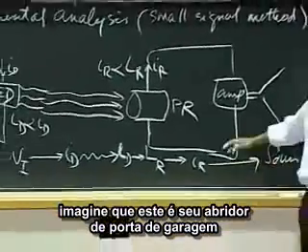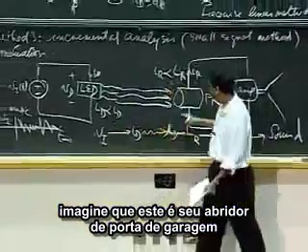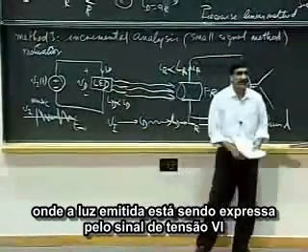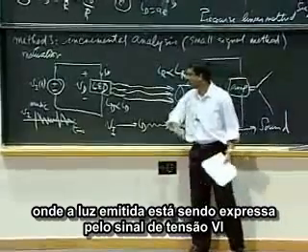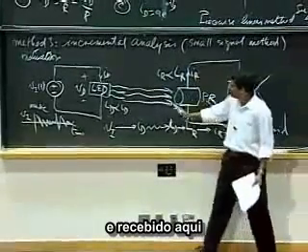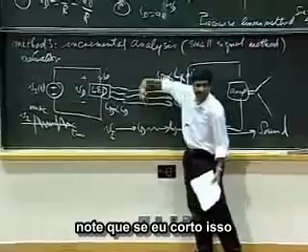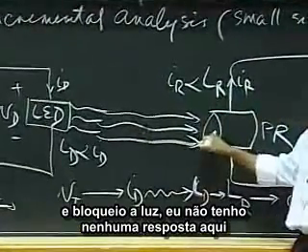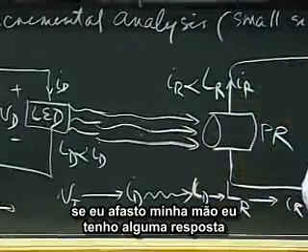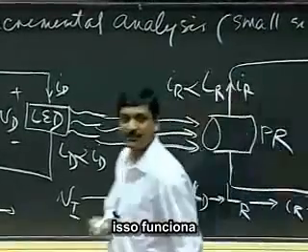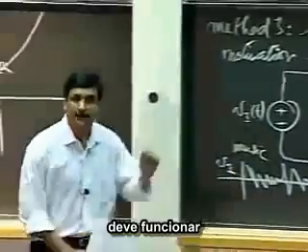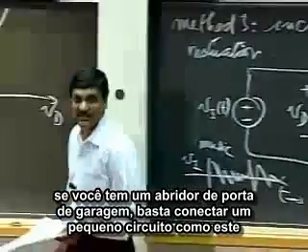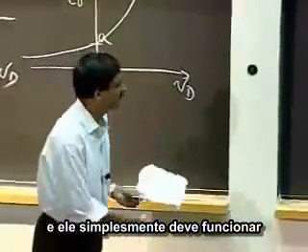And just imagine that this is your garage door opener device here, where the light being emitted is being articulated by the voltage signal VI and received here. And so notice that if I cut this, if I stick something in here, I block it, then I get no response here. But if I take my hand away, then I do get some response. So this is fine. So this should work. You can try this at home if you like. If you have a garage door opener, just stick a little circuit like this, and it should simply work.